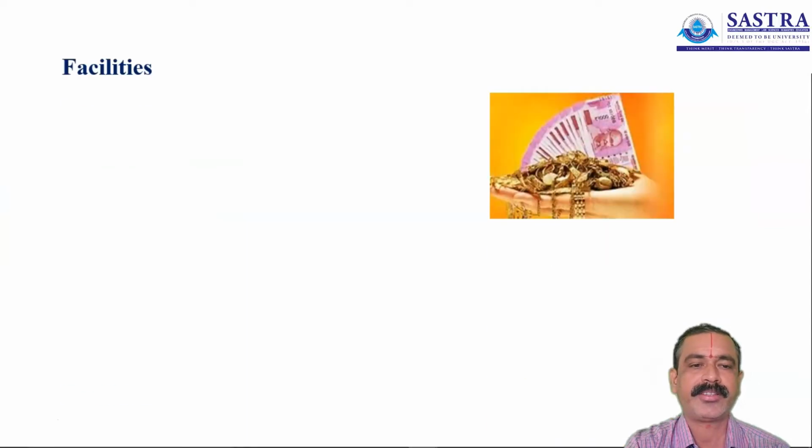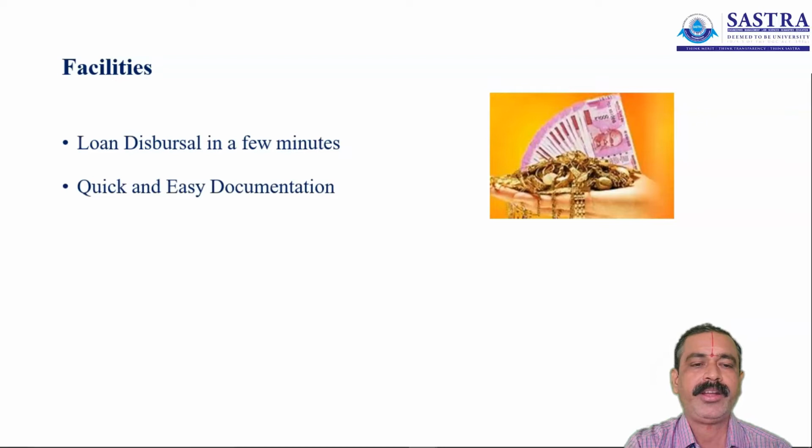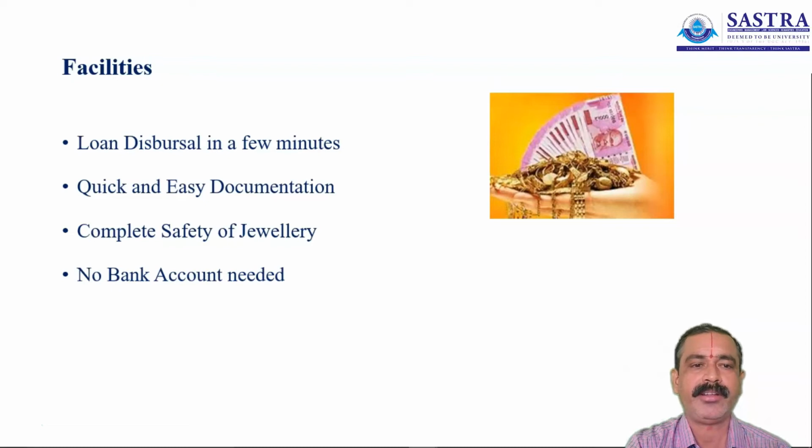Then there are some facilities with gold ornaments. Loan disbursal in a few minutes can easily be availed by the customer, and the banker will disburse within minutes. There is quick and easy documentation; you need not ask the customer to wait. Complete safety of the jewelry will be ensured by the banker. And no bank account is required to avail gold loans. These are the conditions of collateral securities against which advances are made.